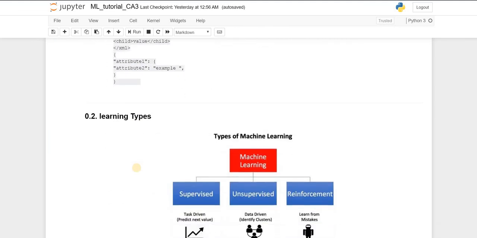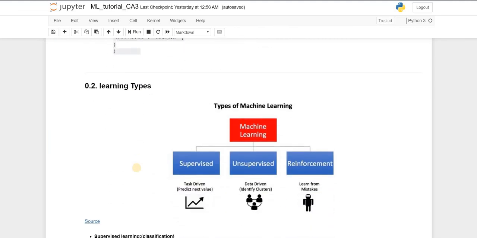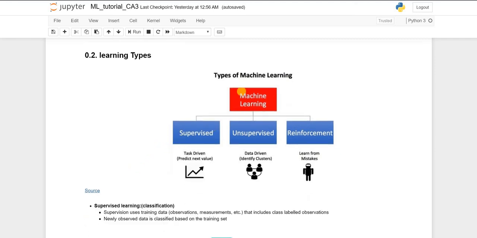The other thing we would like to learn about is learning types. What are learning types? In machine learning, we have a number of types. As I described in this diagram, we have supervised, unsupervised, and reinforcement. These three different types are the machine learning types. In the next video, I'll be describing them in detail.